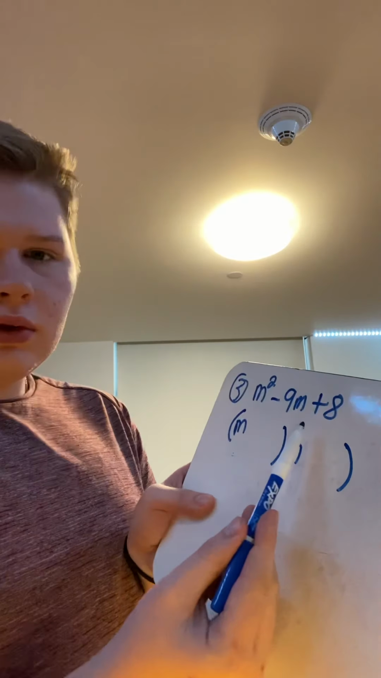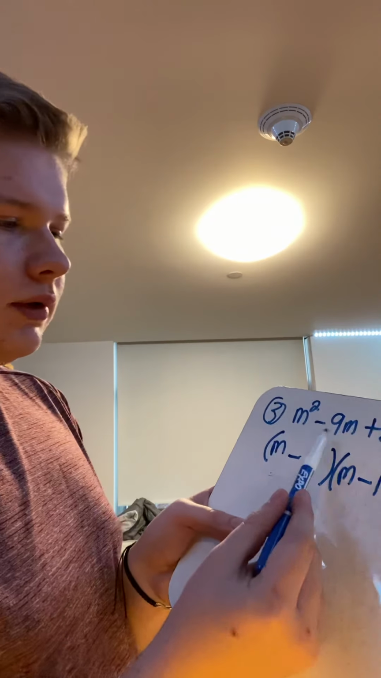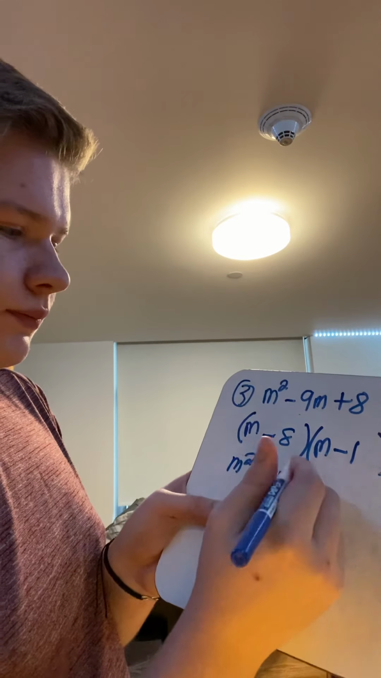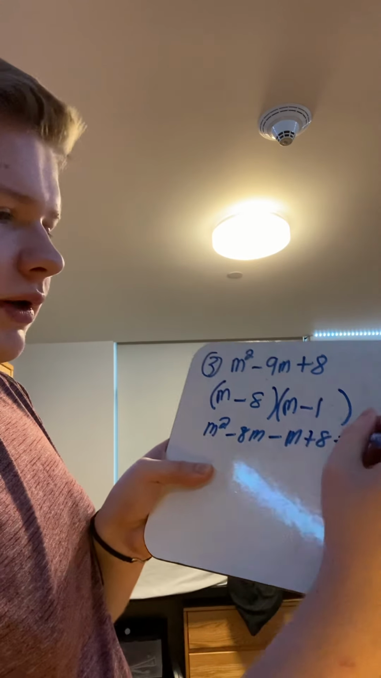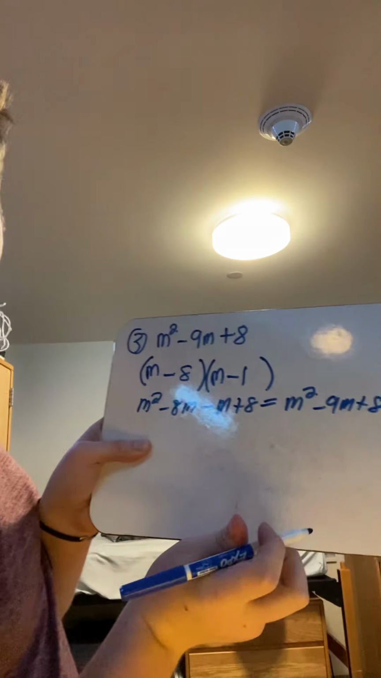So we plug in. And how do we find negative 9 but the factors of 8? Negative 8 and negative 1 will give you positive 8, right? And that also equals negative 9m, because if you distribute it right now, you have m squared minus 8m minus m plus 8, which combines to m squared minus 9m plus 8. You can see here.